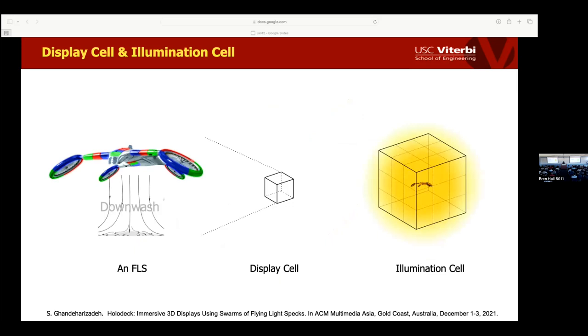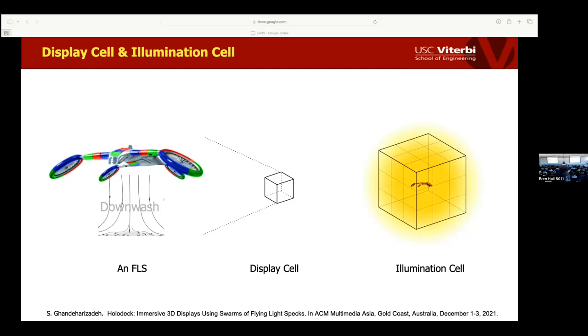An FLS, which is a drone, has an area of instability below it that's referred to as downwash. So another FLS entering that region will become unstable. Its flight will be disrupted because of the flight of that drone. So we take the display volume and break it into display cells. Each display cell corresponds to an FLS and its downwash area. And at any instance in time, only one FLS may occupy a display cell.